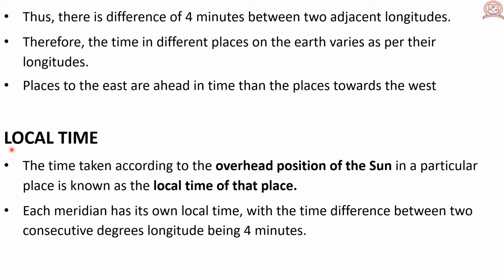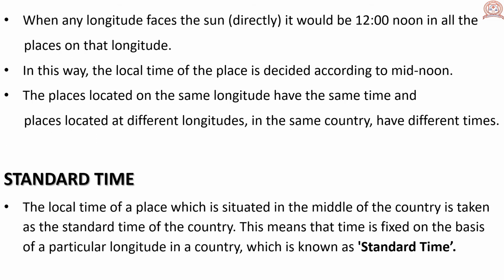Next one, local time. The time taken according to the overhead position of the sun in a particular place is known as the local time of that place. Each meridian has its own local time, with the time difference between two consecutive degrees of longitude being 4 minutes. When any longitude faces the sun directly, it would be 12 noon in all the places on that longitude. In this way, the local time of the place is decided according to mid-noon.